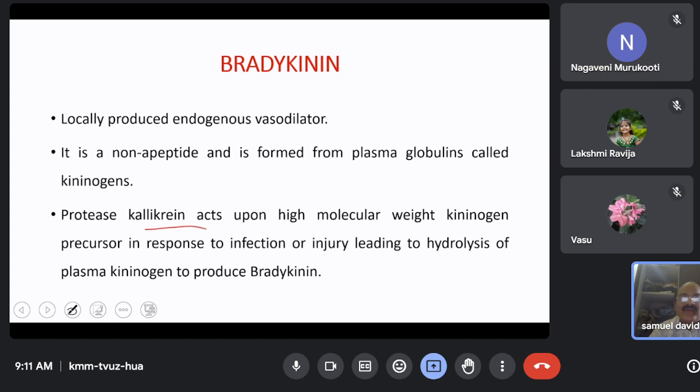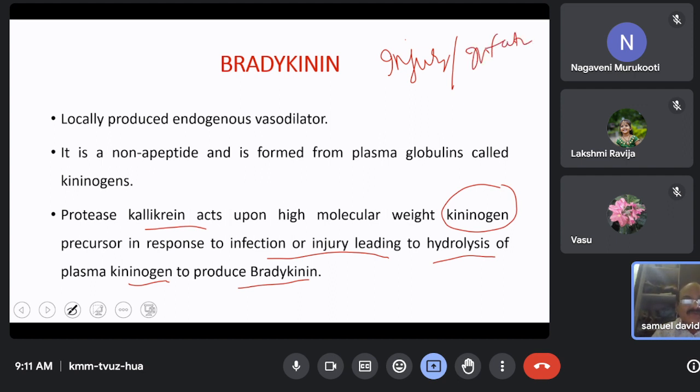So protease kallikrein acts upon high molecular weight kininogen precursor in response to infection or injury, leading to hydrolysis of plasma kininogen to produce bradykinin. Very simple. Whenever an injury takes place or whenever there is infection, what happens? Here, the plasma kininogen is hydrolyzed or broken down in the presence of protease, that is kallikrein, to produce bradykinin. In response to injury or infection, plasma kininogen is hydrolyzed or broken down by the protease called kallikrein, so that what happens?